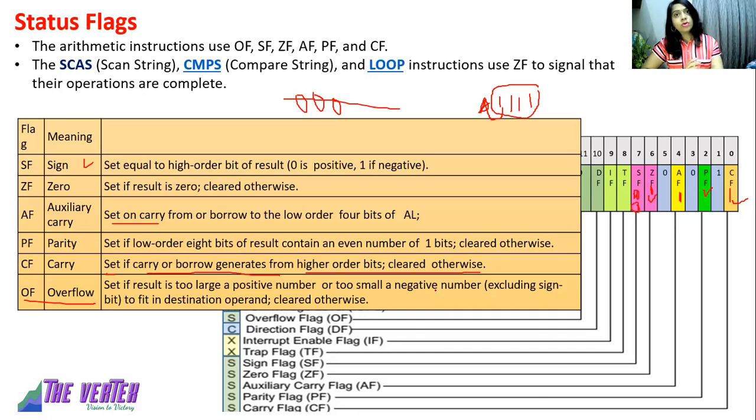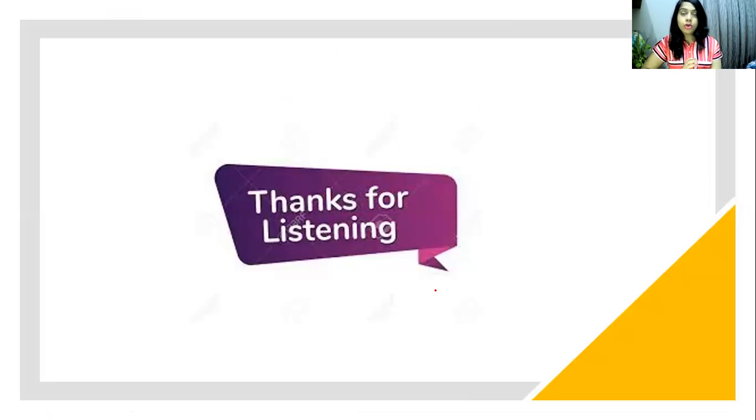So that was about the status flags. I hope you understood all the flags and how they work in the 80386.